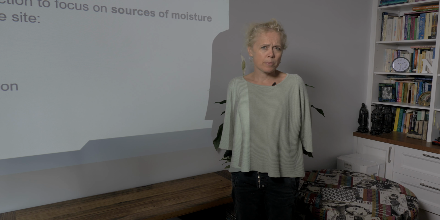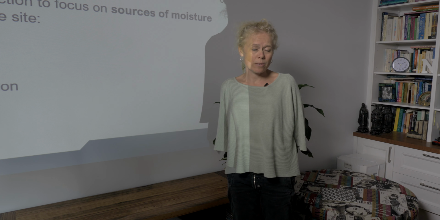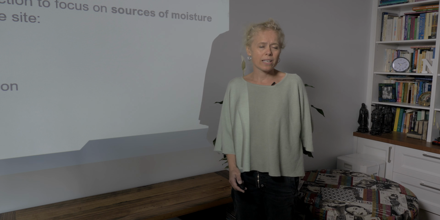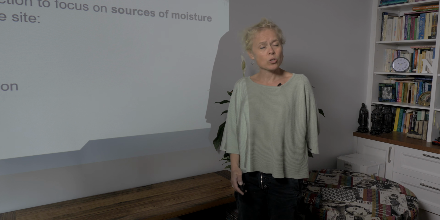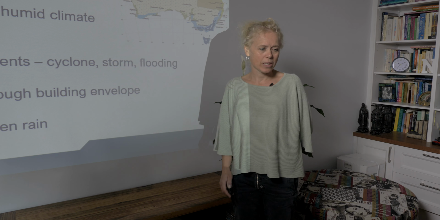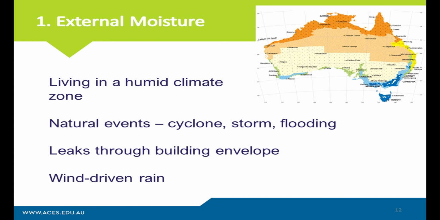So there are 3 types of moisture that we'll go through in this subject: external, internal, and construction. And as it's already talked about, I'll briefly go through these. We've talked about external moisture, and the big one is living in a humid climate, which I've already mentioned. Natural events, cyclone, storm, flooding, leaks through the building envelope as a result of cracks, and I've mentioned other areas there.